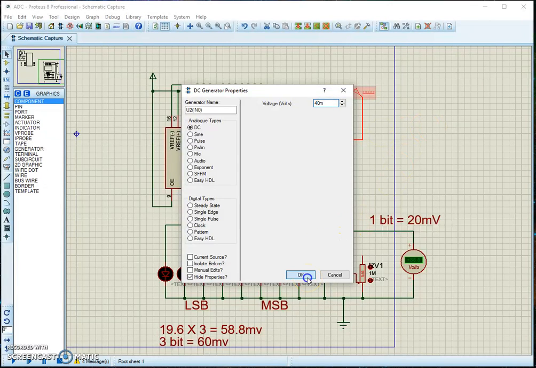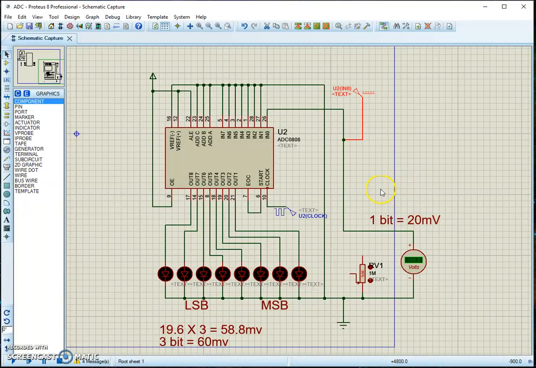By these changes, I should have only the bit that represents the value of 2 steps going high. You see, it's no longer this bit, but the second bit that is going high. Second bit means this is a 2-bit resolution. So that means we are using 2 bits to represent 40 millivolt.